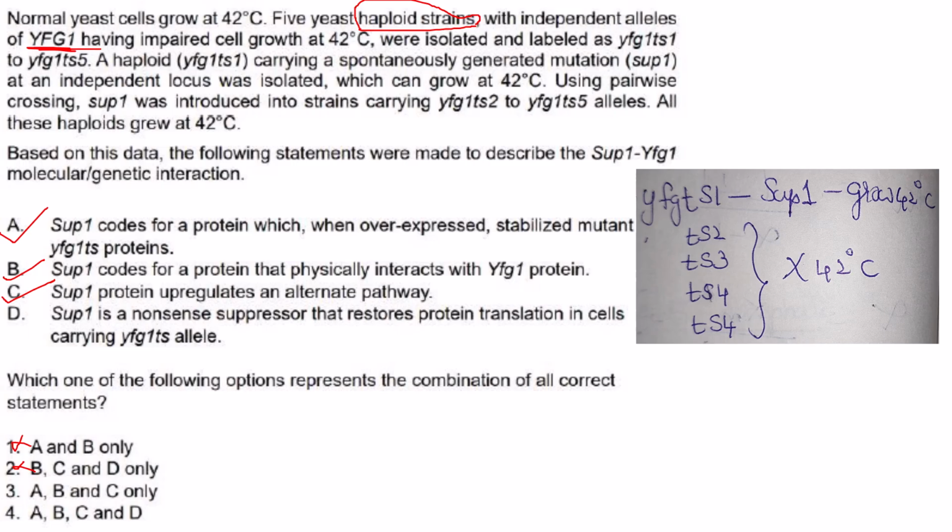So as per option D, if SUP1 is a nonsense suppressor, I told you YFG1 has to be a nonsense mutation if SUP1 has to be a nonsense suppressor. Now YFG1 is not a nonsense mutation, so SUP1 being a nonsense suppressor is not correct. Okay, so that makes option 3 the right answer and D wrong.